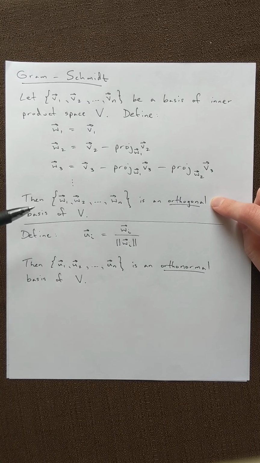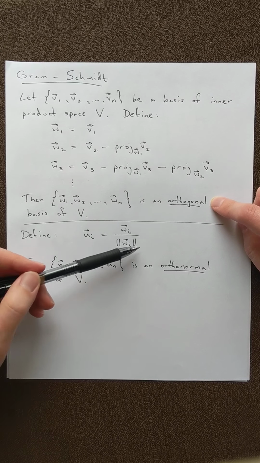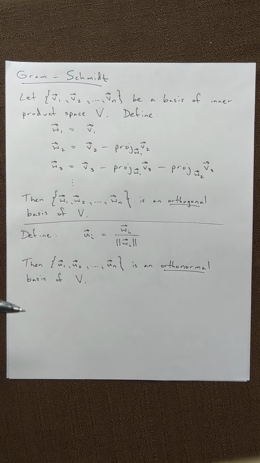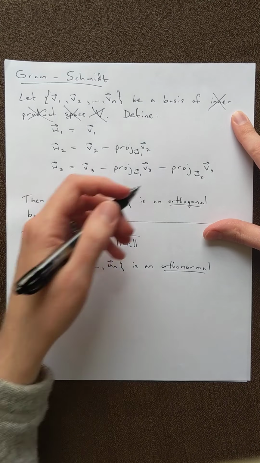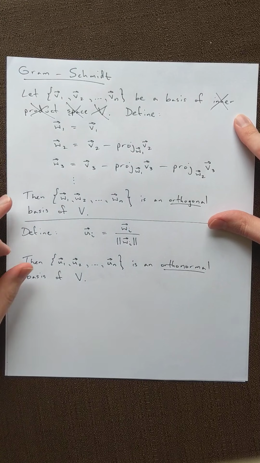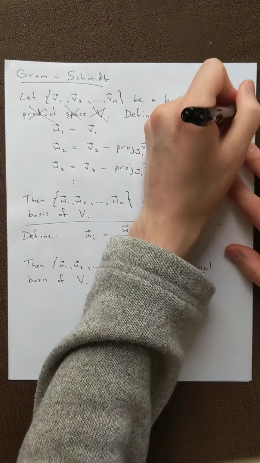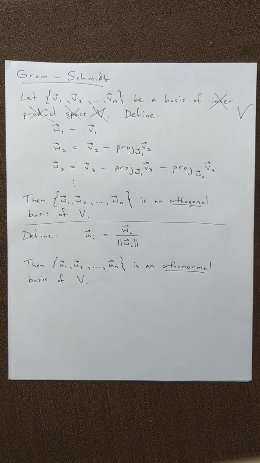If I wanted an orthonormal set, orthonormal just means our length is also 1, so each of the w's, we would divide by its length. Again, the length being defined through the inner product. So if I stare at what's written on this sheet, I could have crossed out the words inner product. Just let this be a basis of V. Maybe I shouldn't have crossed out V.